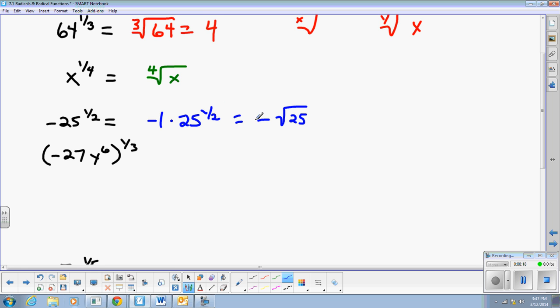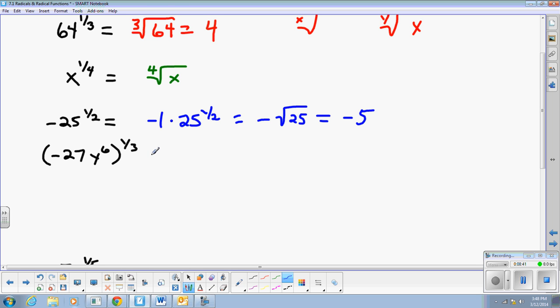Because negative 1 can be just written as a negative sign. And the square root of 25 is 5. So the answer to this is negative 5. So again, negative not inside parentheses has to be viewed as negative 1 times 25 to the 1/2 power, which then equals the negative square root of 25, which equals negative 5.